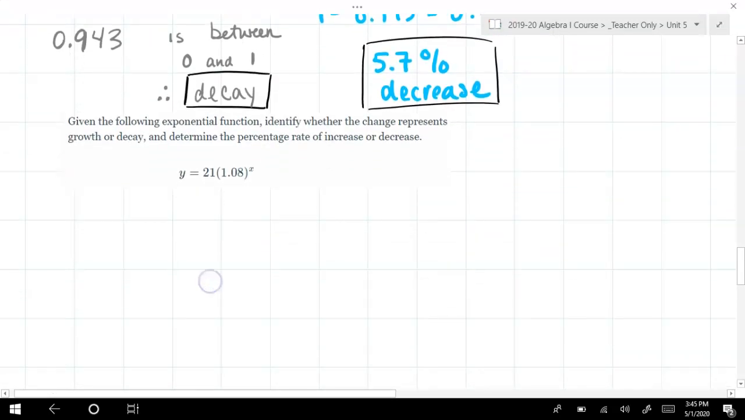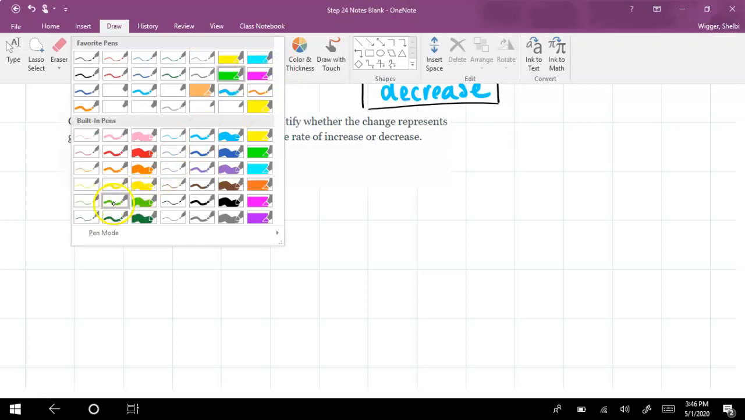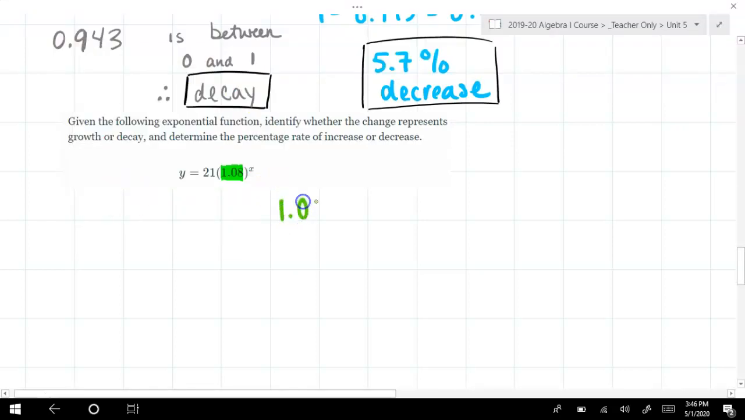Let's try another one like that. Given the following exponential equation, identify if the change represents growth or decay, and determine the percentage rate of increase or decrease. So we're looking at the same value, the base of the exponent, 1.08. Is greater than 1. So this equation is going to show exponential growth.